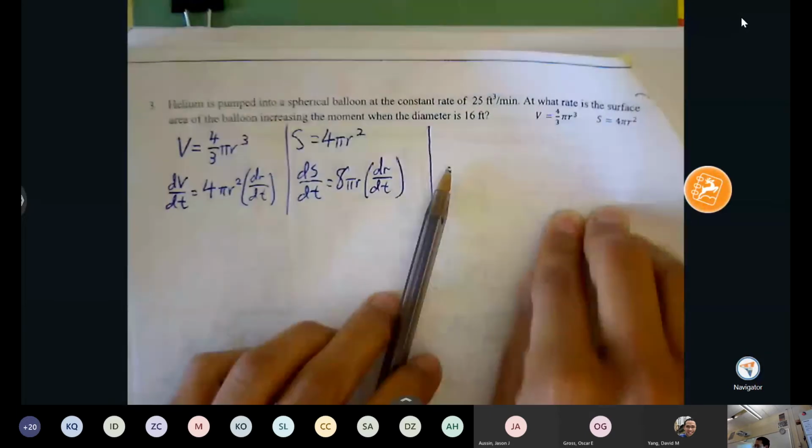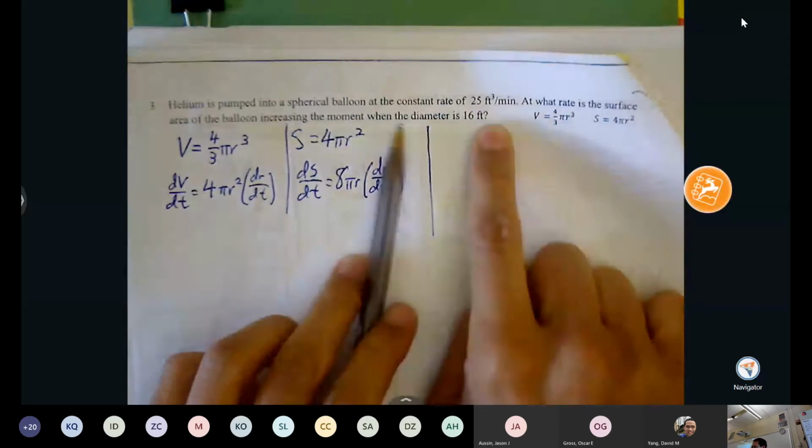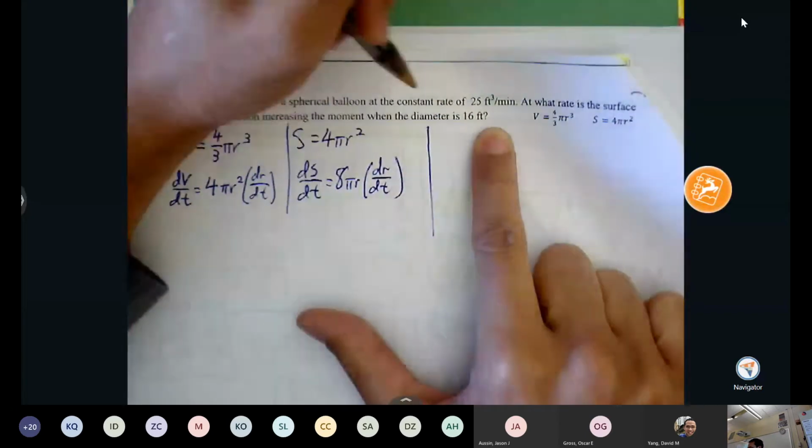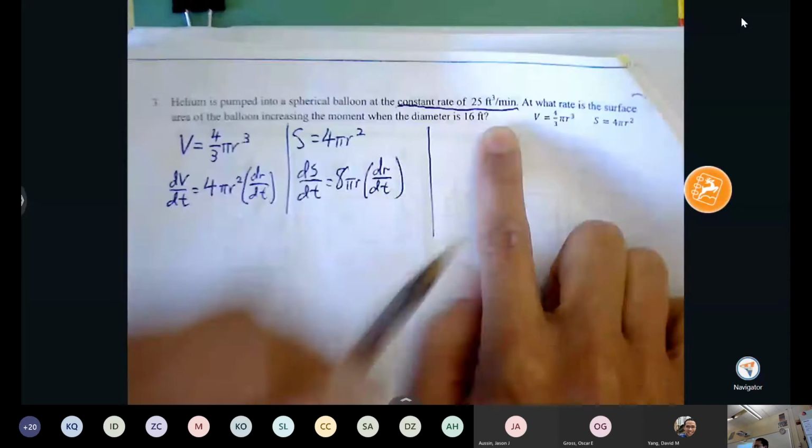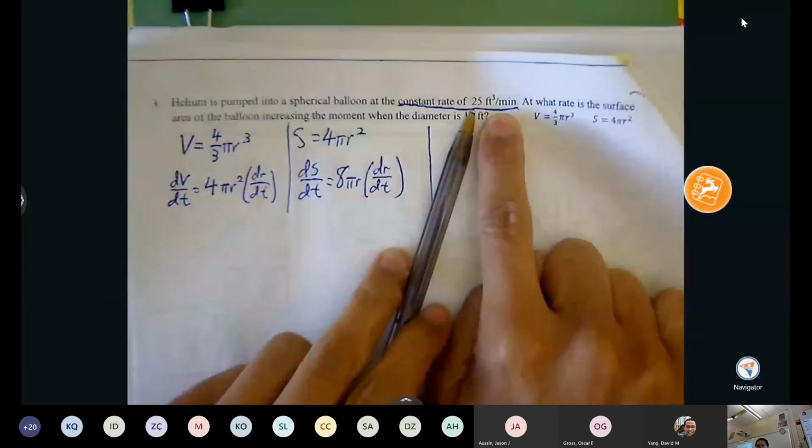All right, so I'll make sure we're on the right track here. Helium is being pumped into the balloon at a constant rate of 25 cubic feet per minute. Okay, what is that? What variable is that?